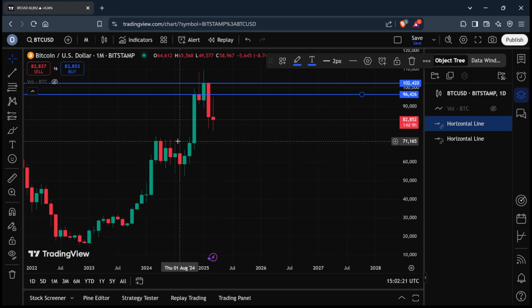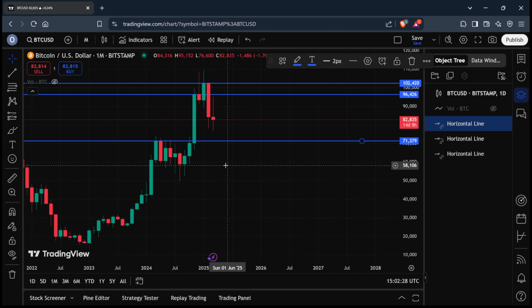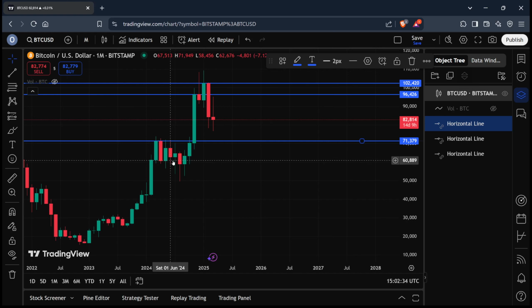But it's still a relevant level, just not as strong. And we'll get to that later. So that's another one. See, this is a strong area of support right here. You see price came down here, down here, down here, wicked here, came down a little bit further here. So I would say right about here. The most recent is usually the strongest.